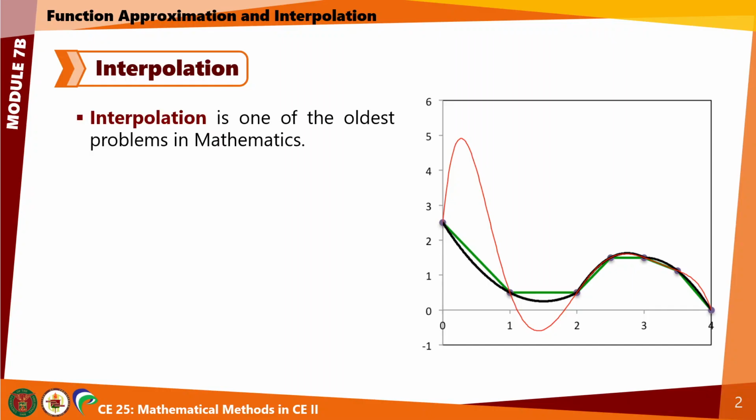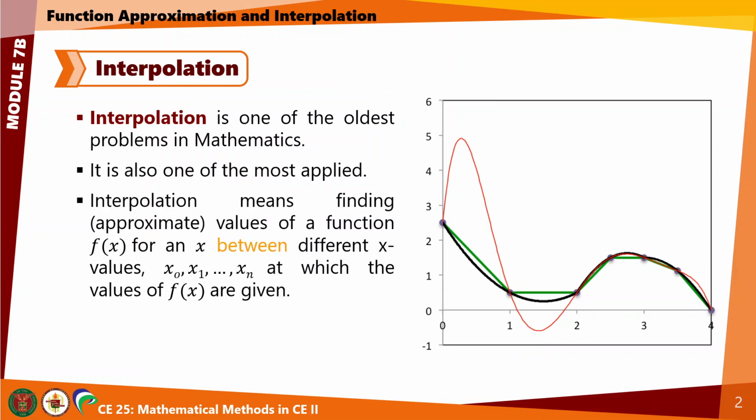When we say interpolation, this is one of the oldest methods that we're using in mathematics. And of course, it's also one of the most applied. Basically, in interpolation, what we're doing is finding approximate values of a function f of x for an x between different x values, x sub 0, x sub 1, until x sub n, at which the values of f of x are given. So you have f of x values or y values, and we have x values, and then we're finding the value of that function for an x that is between those values of x. That is why it is interpolation, inside this range of values of x.